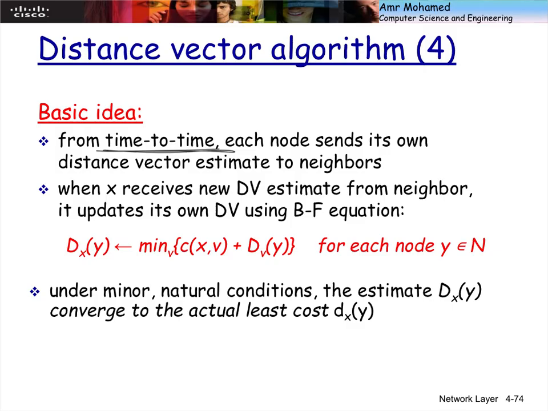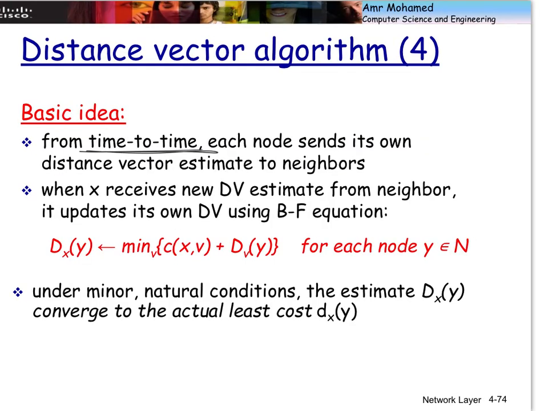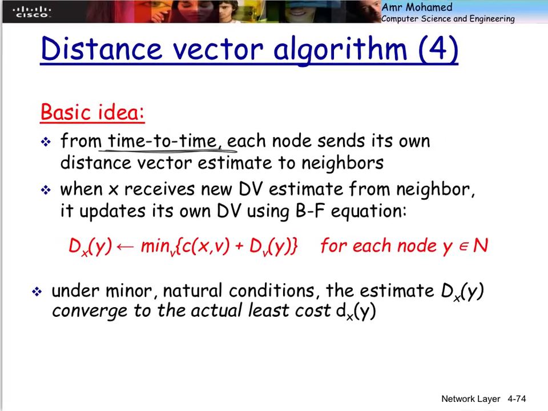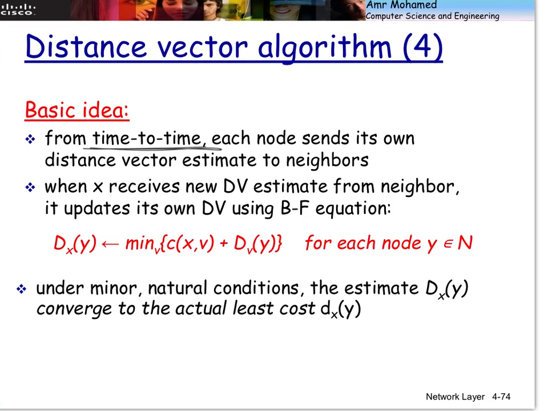So every now and then I receive vectors of distances from the neighboring nodes, and I have to trust them. When router X receives the new distance vector estimates, right? Because we don't know whether these are correct estimates, whether these are minimum distances. We don't know, okay? And we apply the Bellman-Ford equation. And under minor natural conditions, the estimate converges to the actual. Hopefully, this will lead to the actual minimum.